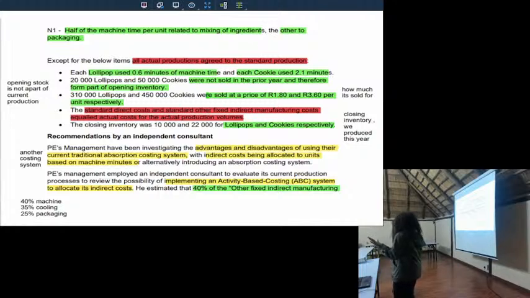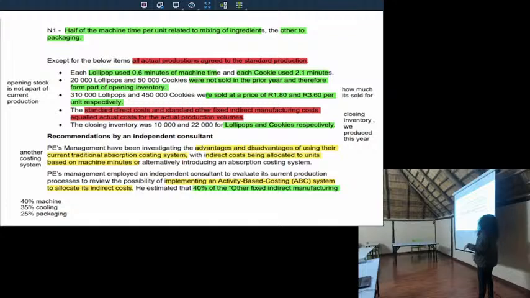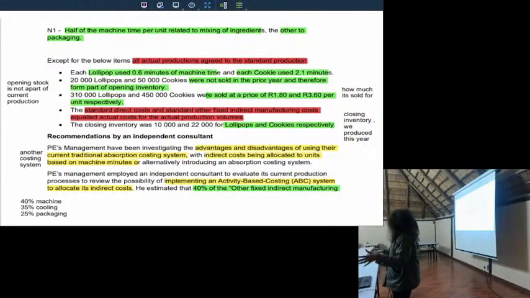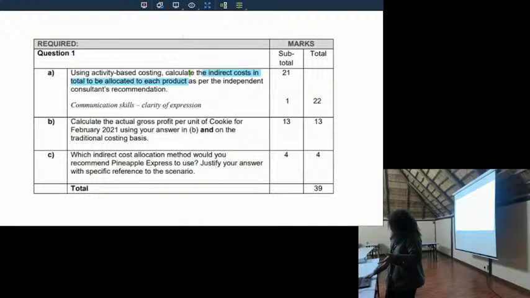Everyone's comfortable? Cool. So I just also wrote down how much the other indirect manufacturing costs will be. I wrote it down just there so that I'm aware, right? So the 40% machine, 35% cooling, 25% packaging. You're trying to make your life as easy as possible. Okay, let's get into the required.